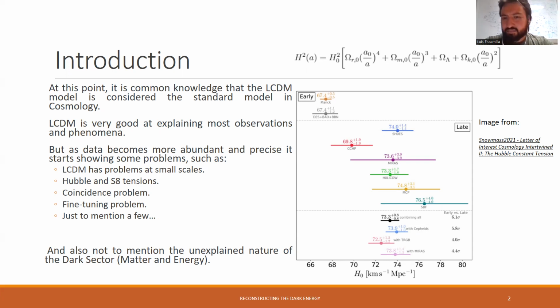Here we have a representation of the cosmological tension in the H0 parameter, a comparison between early time data and late time data. We have at worst 6.1 sigma tension between the late time data and early time data. So this tension is one of the biggest problems in cosmology right now.